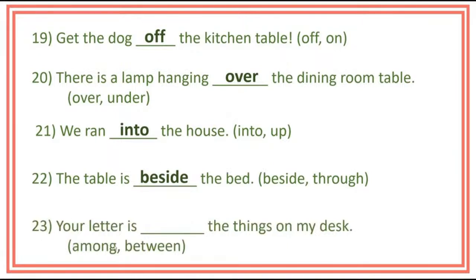23. Your letter is blank the things on my desk. Prepositions inside the bracket are among and between. Your letter is among the things on my desk. We're heading now to the last slide.